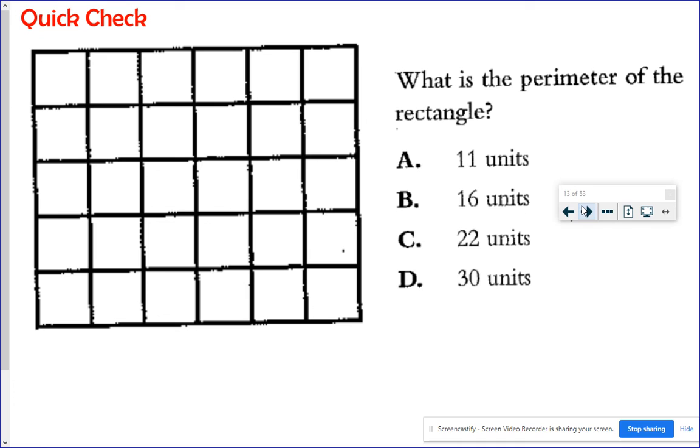You try this one, come up with the answer, get it into A, B, C, or D, pause the video, and then check back with me to see if you got it right. So the top is 6, top and bottom are 6, and the left and right are 5. 6 plus 5 plus 6 plus 5. Because you have 4 sides, you need to add 4 numbers. The correct answer is C.